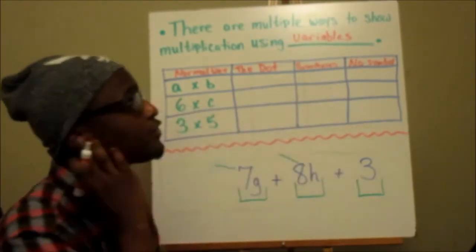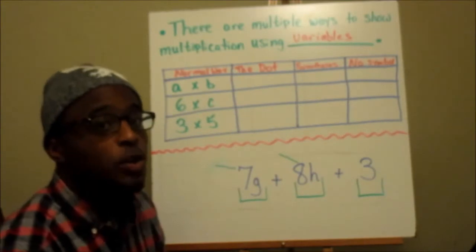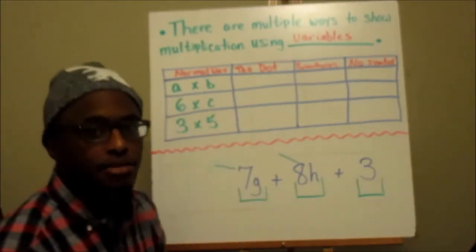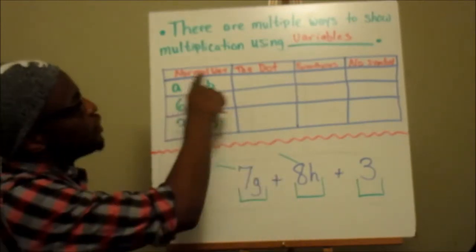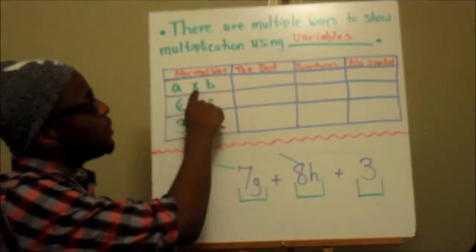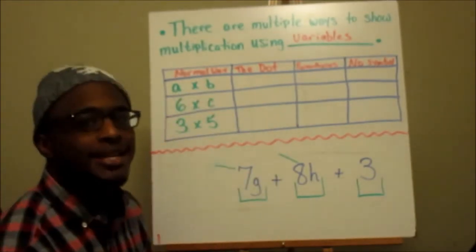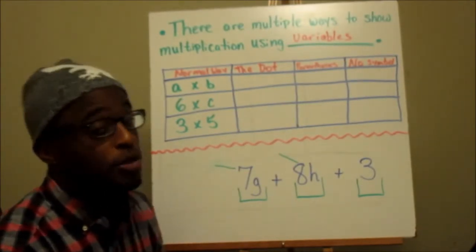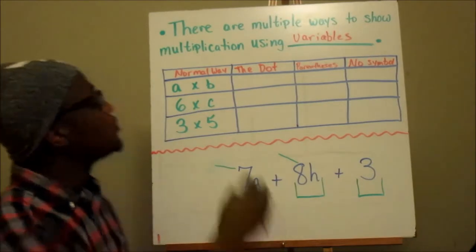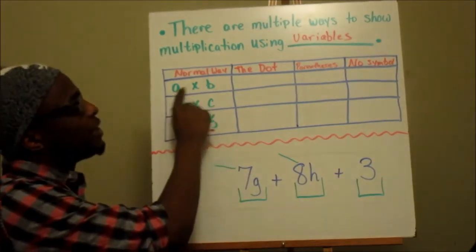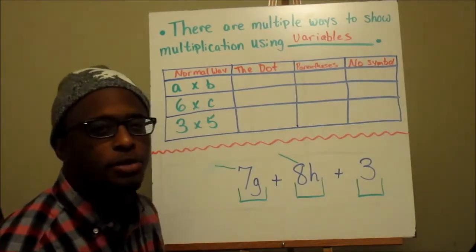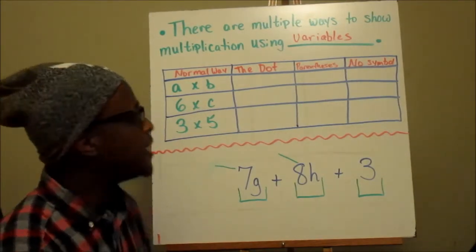Alright, let's look at our different ways to represent multiplication when we're writing expressions. The first way is the normal way, the way that you learned in elementary school, and that's using the X. So here you'll see our normal way, A times B. So we use the X to represent multiplication. Well, as we move on into algebra, which is what we're doing here, we don't want to use this X because we're using letters to represent numbers. And this X, you can mistake that for being a variable. So we want to stop using the X.